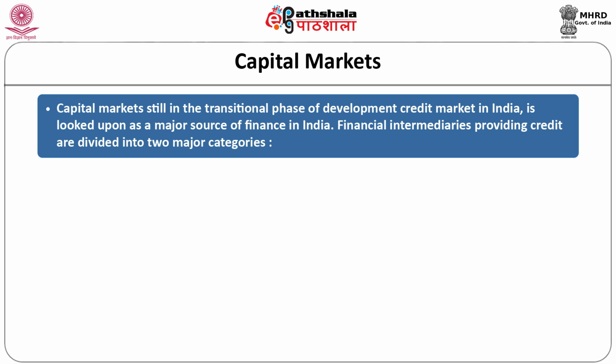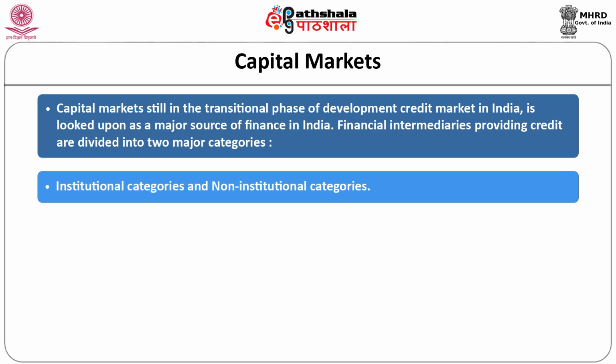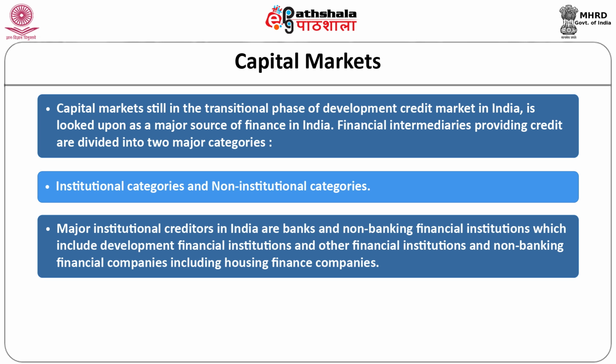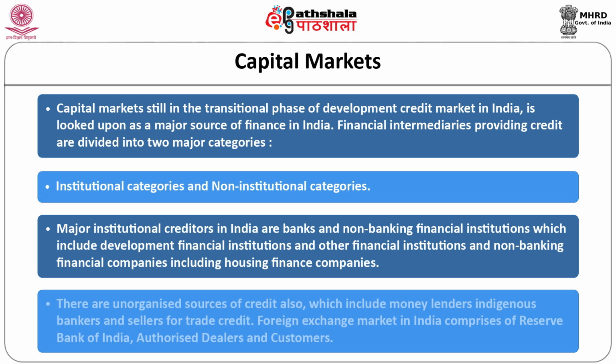Credit market in India is looked upon as a major source of finance in India. Financial intermediaries providing credits are divided into 2 major categories: institutional categories and non-institutional categories. Major institutional creditors in India are banks and non-banking financial institutions, which include development financial institutions and other financial institutions, and non-banking financial companies, including housing finance companies. There are unorganized sources of credit also, which include money lenders, indigenous bankers, and sellers for trade credit.